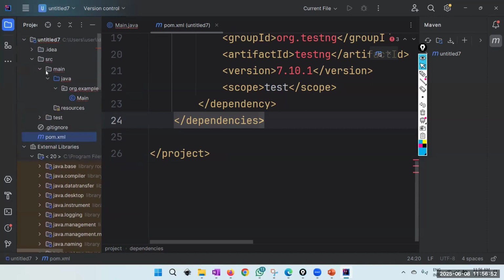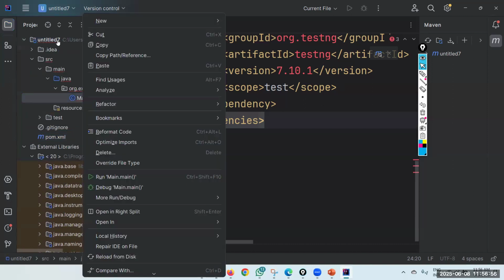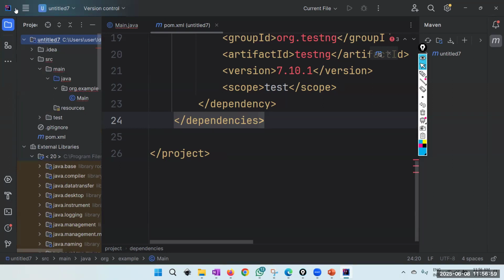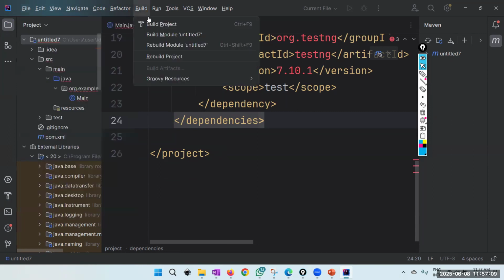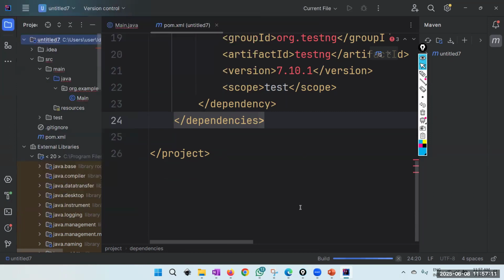Maybe we need to build that. So what is a Maven project? Build project. What is the meaning of a Maven project?